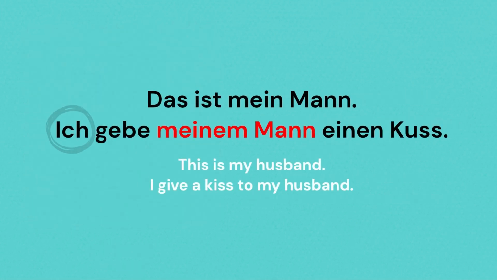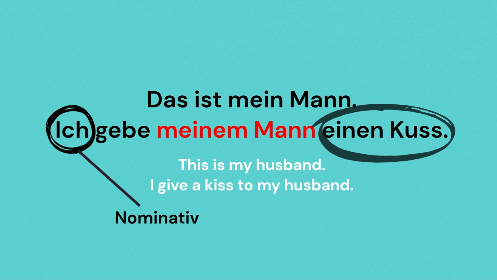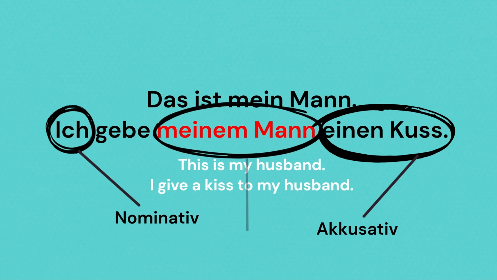In this sentence, ich is here the nominative or subject of the sentence. Einen Kuss is the accusative object or the direct object. Meinem Mann is the dative object or the indirect object. Important tip: the indirect object is the recipient of the direct object. That is, in this sentence, meinem Mann gets einen Kuss.